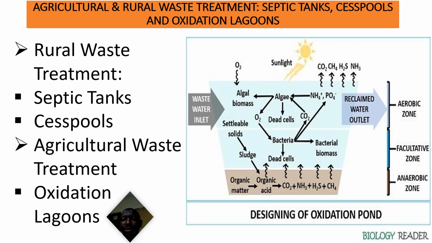However, one problem with oxidation lagoons is that they are open, which can be dangerous if there is flooding. When there is flooding, they can easily spread untreated animal waste and pathogenic microorganisms. So in essence, these are the major water and sewage treatment processes.